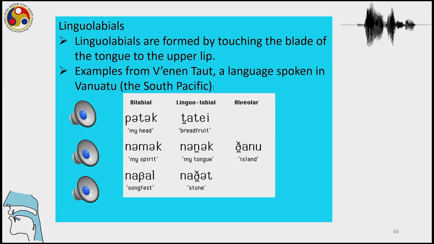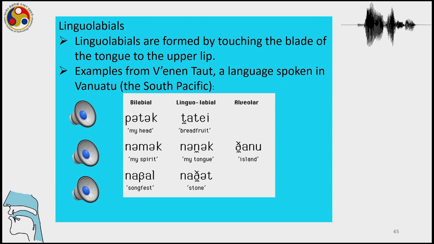So linguolabial was a sound that we talked about in the beginning of this lecture. Going now to the front part of our articulation system, let us review a few of the sounds there. Linguolabials are formed by touching the blade of the tongue to the upper lip. Now that we have seen epiglottals, pharyngeals, uvulars, velars, which are the back sounds produced in the back region, let us look at linguolabials.